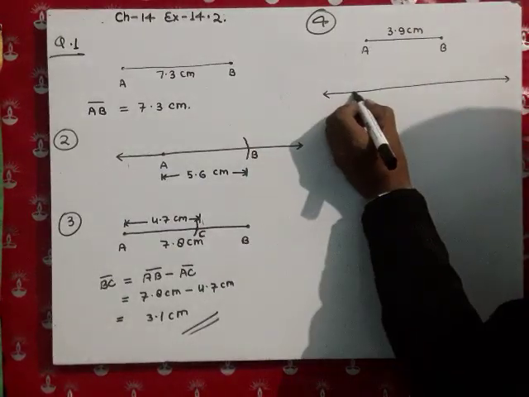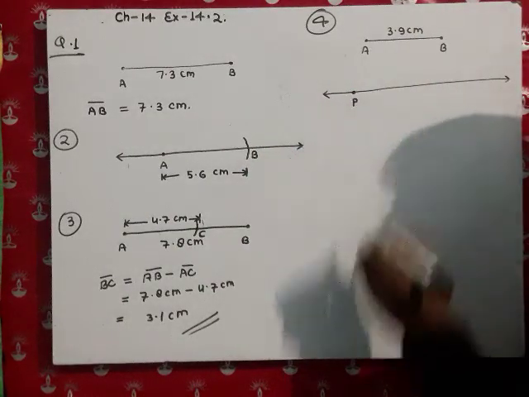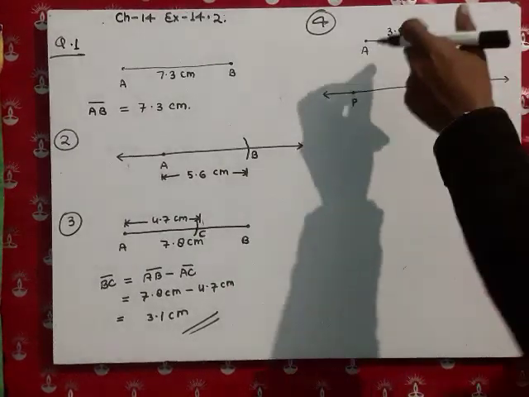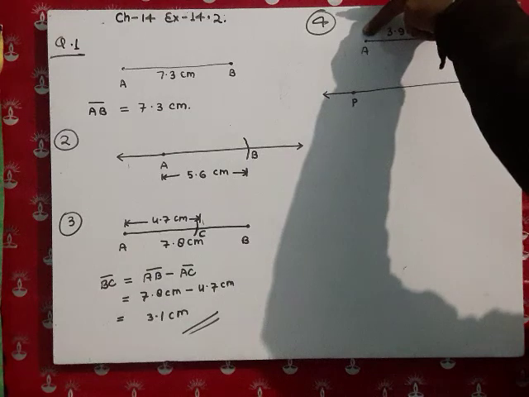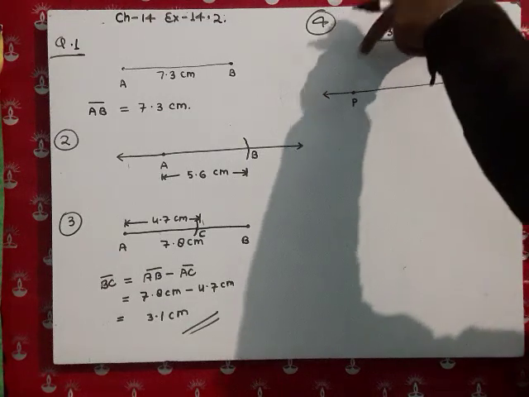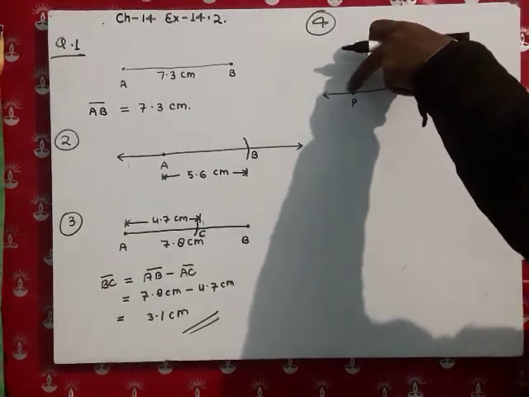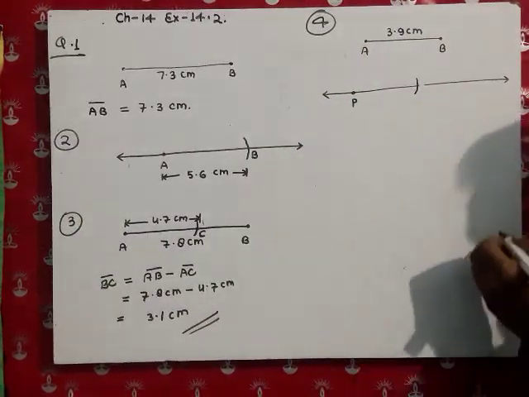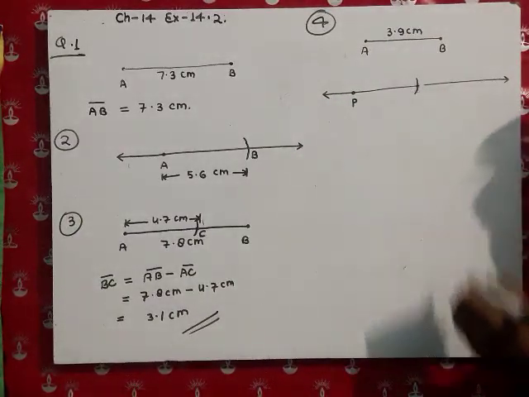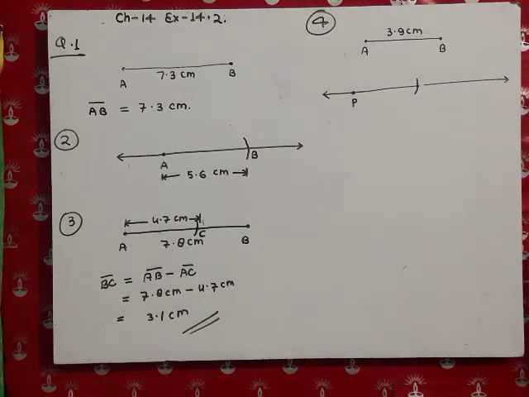So here I am going to draw the point P. This is the point P. Now you have to use your compass and take this distance in your compass. Now place your compass here and mark one time. So you will get this point.